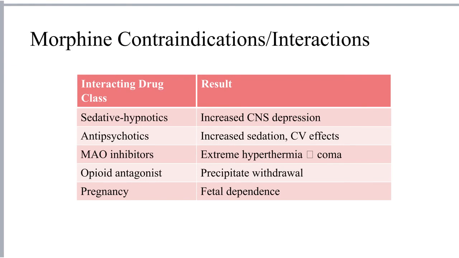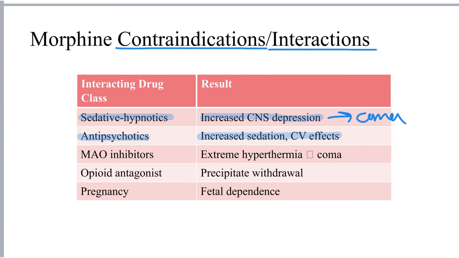Given the physiologic effects of morphine, it is clear that there could be some problematic drug-drug interactions or physiologic contraindications to prevent the development of toxicity. Because morphine itself is sedating, when given with other sedative hypnotic drugs, it can increase central nervous system depression and lead to a risk of coma. In addition, due to these sedative effects, morphine is contraindicated to be administered with antipsychotics due to the potential for high sedation and also complicating cardiovascular effects.